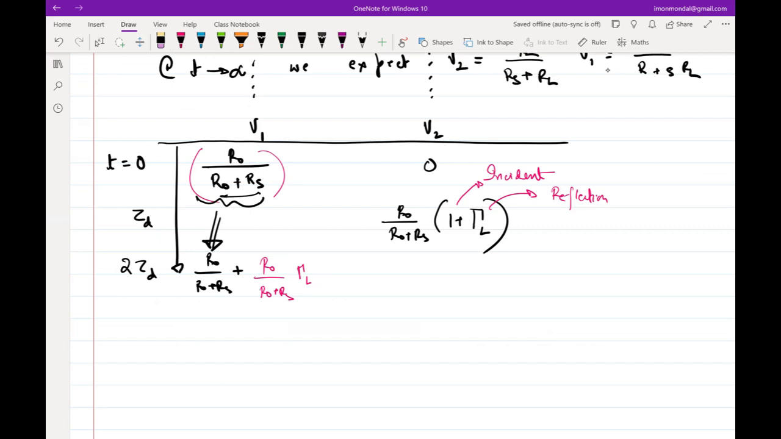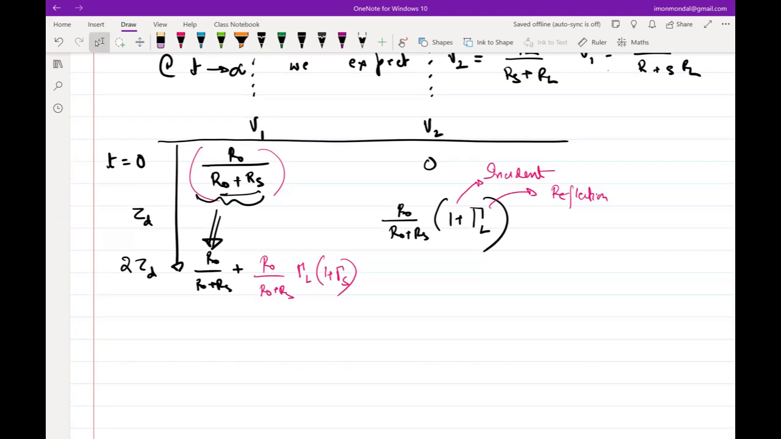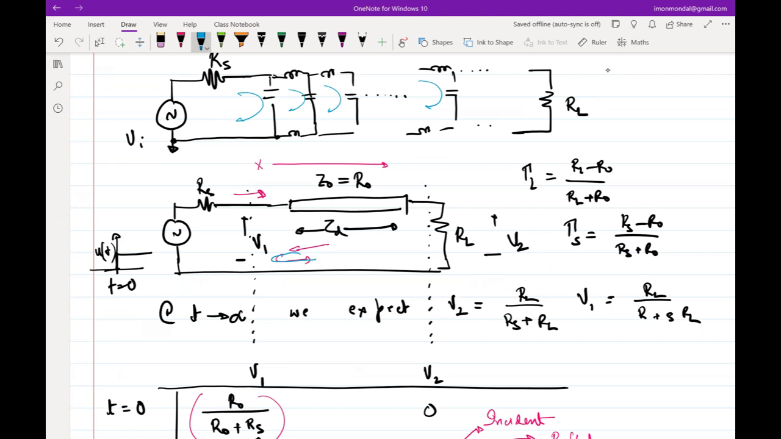So which is effectively that plus 1. So I should say, yeah, 1 plus gamma s. So what is gamma s? I should define gamma s. Gamma s is Rs minus R naught by Rs plus R naught. Okay. So among these, whatever has accumulated at V1, some part is going to move to the right. What is going to move to the right? The one that got reflected at that junction. So the one that got reflected at that junction is going to move to the right.